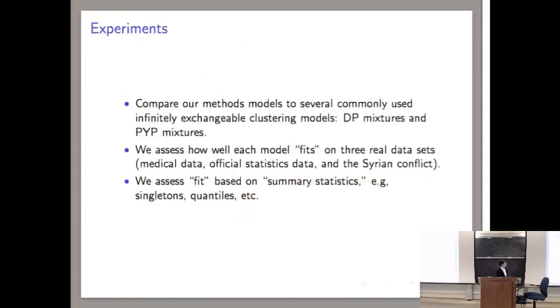So in terms of the experiments, what we wanted to look at is looking at this for 3 real examples. So one on medical data, one on official statistics data, and then 2 different partitions taken from the Syrian data. And to look at comparisons on how these compare to the Dirichlet process, the Pitman-Yor process, and look at many different summary metrics on how they actually compare, to try and build a general method that works for 3 very different data sets. So we assessed how each model fits on some summary statistics, looking at quantiles, singletons, etc. We also looked at the estimated cluster size, false negative rate, so precision, recall, things of that nature.